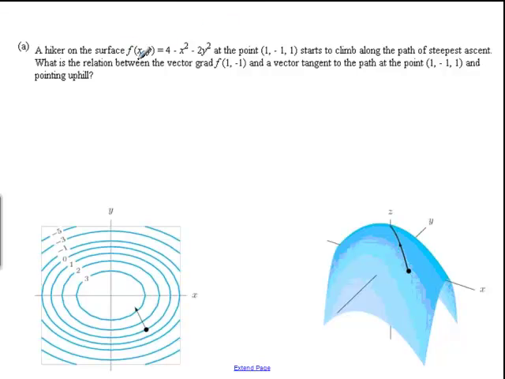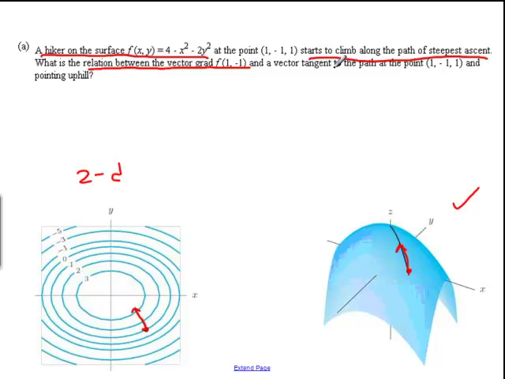To give some perspective of that, it says a hiker on the surface of this three-dimensional shape is at the point 1, negative 1, 1. So that's right here. And he starts to climb along the steepest path of ascent, so he's going as steep as he can. Now, in terms of the contour map, we know that the steepest ascent is going to be perpendicular to the contour. So what is the relation between the gradient vector at 1, negative 1 and the vector tangent to the path at 1, negative 1, 1?